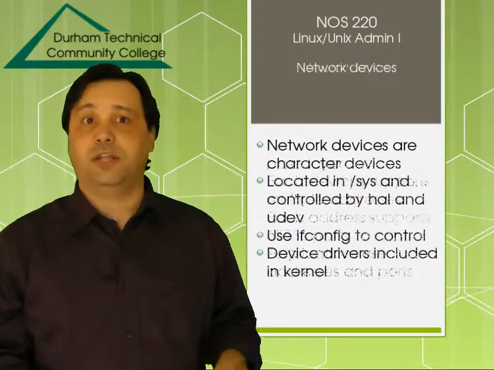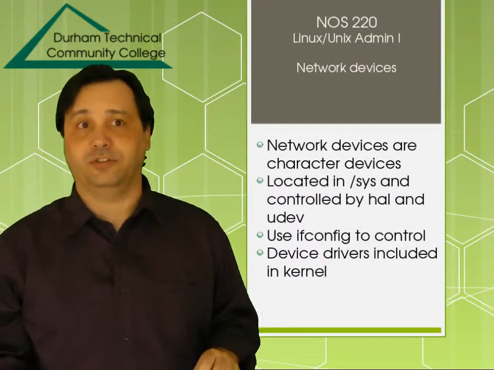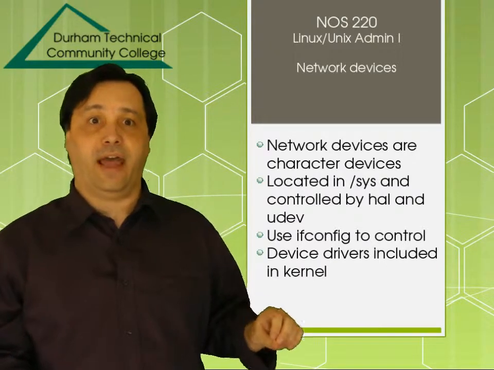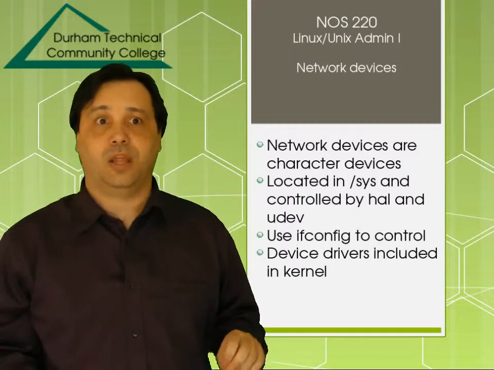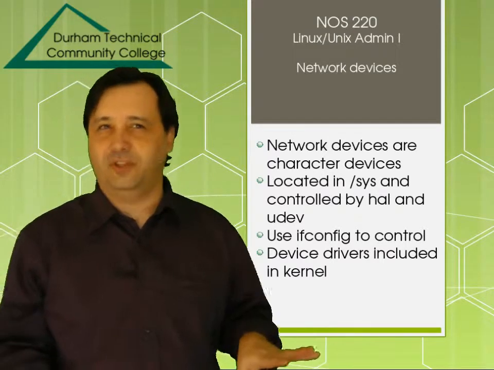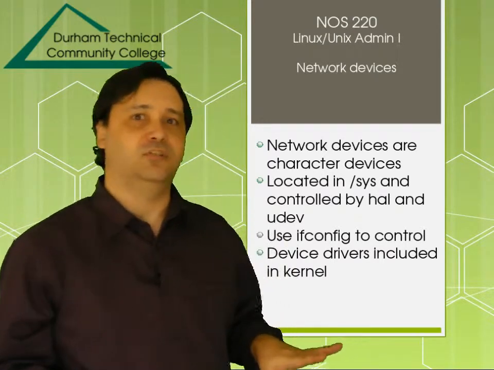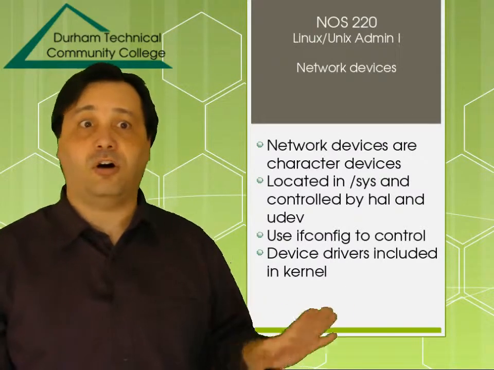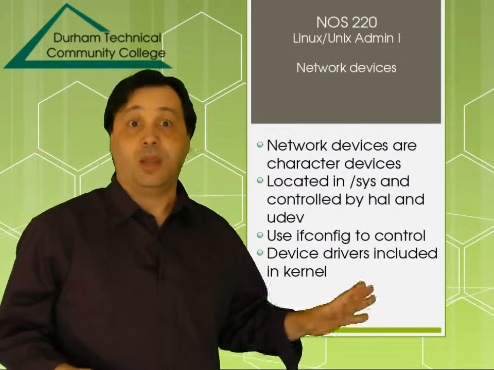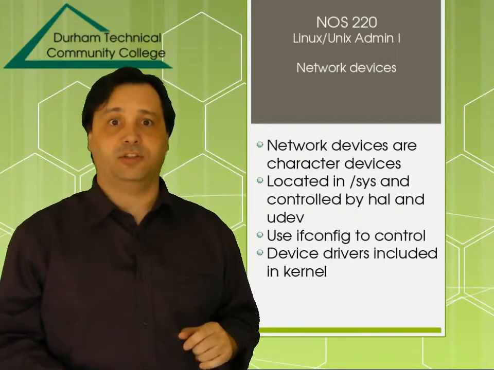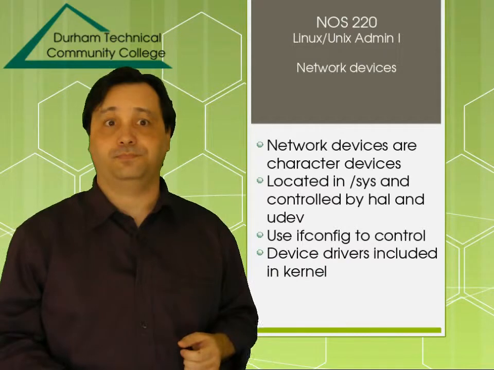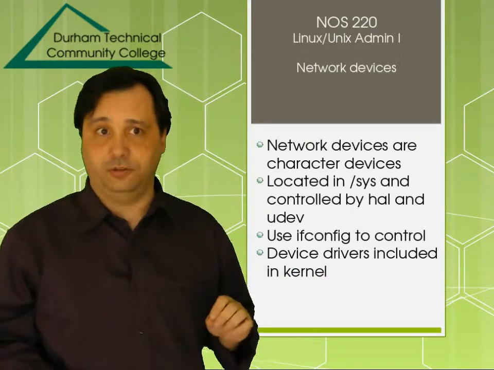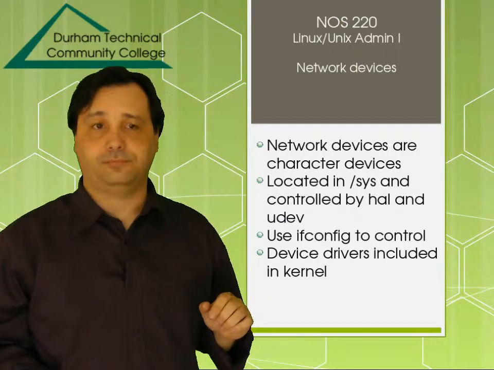In Linux, network devices are character devices found in the /sys directory and discovered by the HAL and UDEV systems. Those systems are outside the scope of this video, but the end result is visible using the ifconfig -a command, which lists all active network devices. Most network devices that work in Linux have drivers included in the kernel. Any devices that are not automatically recognized will often include drivers in the install media.